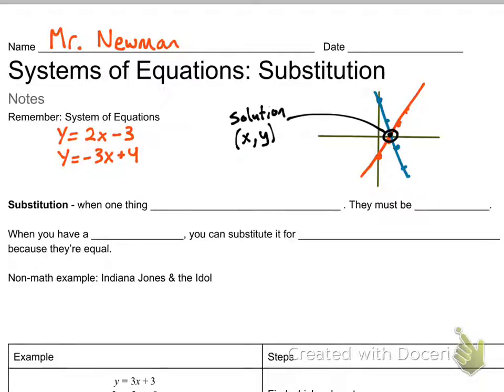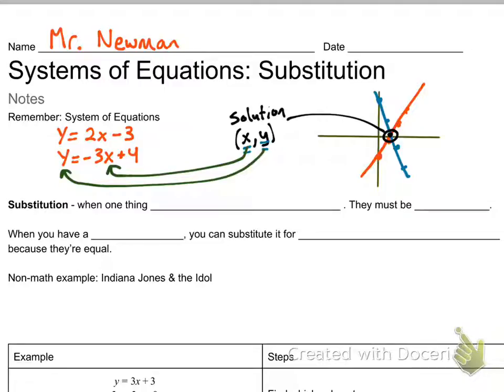The solution to any system of equations, no matter how you solve it, is always two numbers, an x and a y. Those x and y values are a solution because if you plug them back into the original equations, they make them equal. All right? So let's talk about substitution.